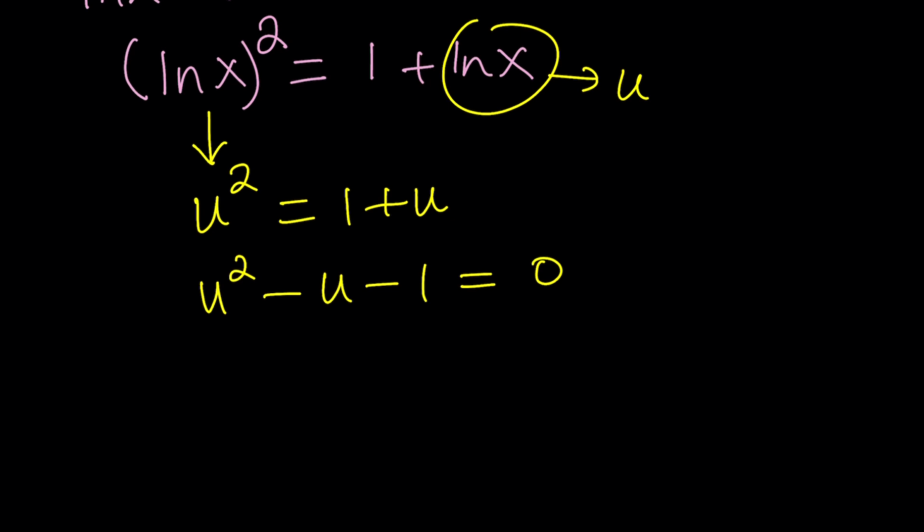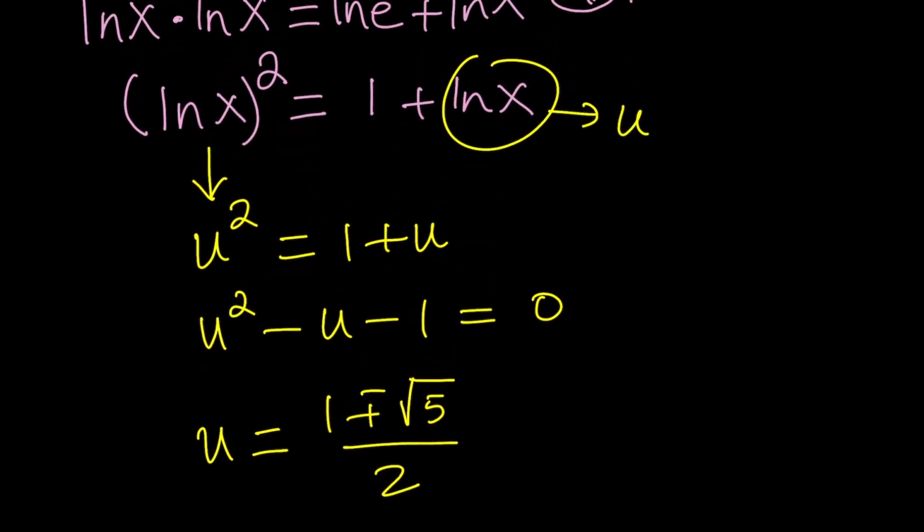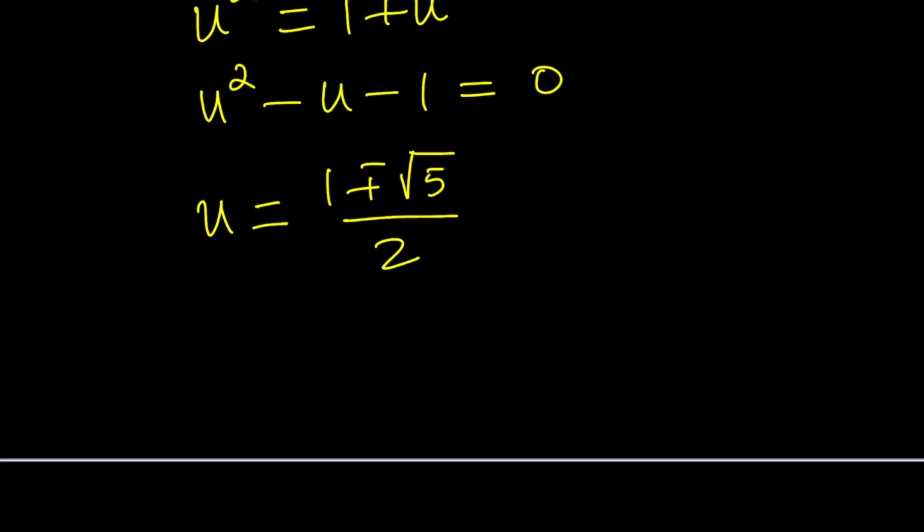I hope you do. From here, we're going to get u equals negative b plus or minus the square root of b squared minus 4ac, which is plus 4, which is 5. There you go. Here's your golden ratio. You got it? Okay. What is u though? U is ln x, right? So we're going to replace u with ln x.